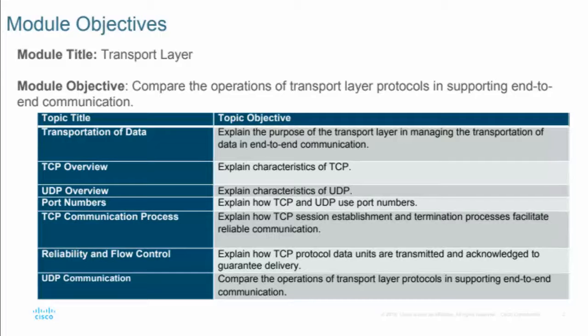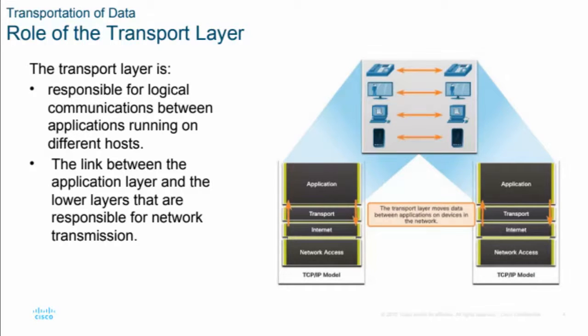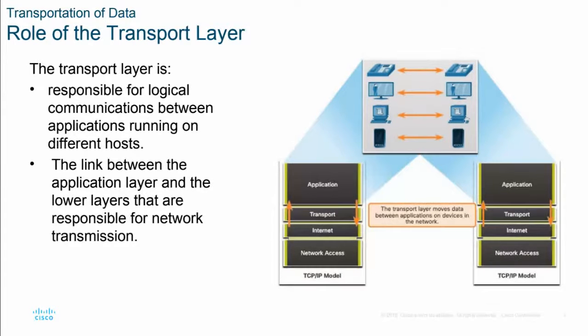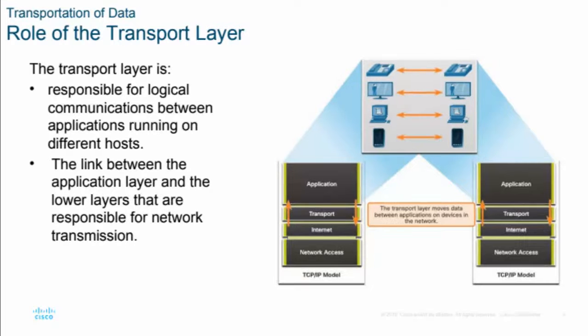So in this chapter, we will learn about the transport layer, the most famous protocols, which are UDP and TCP, port numbers, and so on. What is the function or role of the transport layer? The transport layer is responsible for logical communication between applications running on different hosts. It is the link between the application layer and the lower layers that are responsible for network transmission.